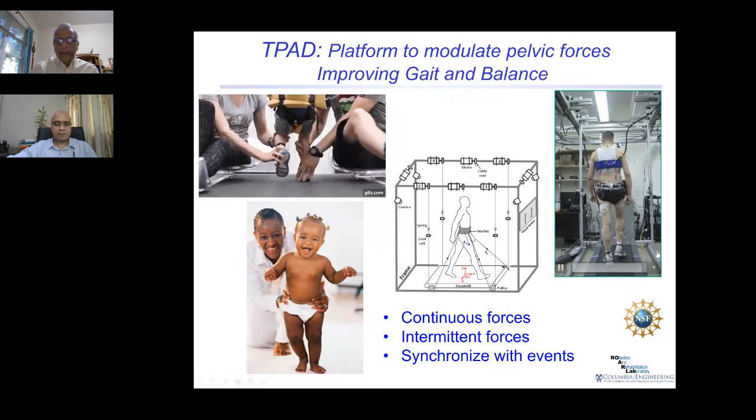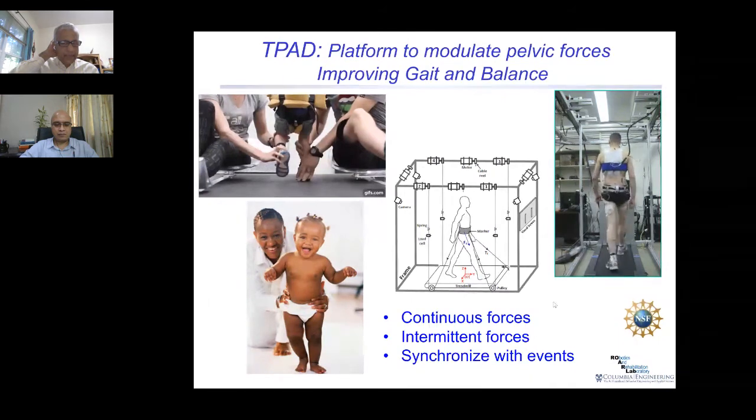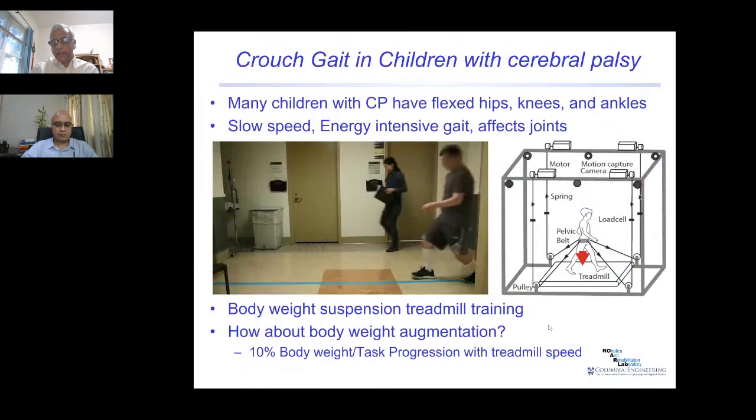So, in fact, this is a device we call a T-pad, or tethered pelvic assist device. The reason is that these are tethers connected to the pelvic device. And in fact, Vineet Vashisht, who is in the audience today with us, this was a part of his PhD work, which led to some of these designs. And with this particular device, you can apply continuous force on the human body as they are walking. It could be intermittent forces, could be synchronized with gait events and things like that. And we'll see that we can use this device in lots of very clever ways.